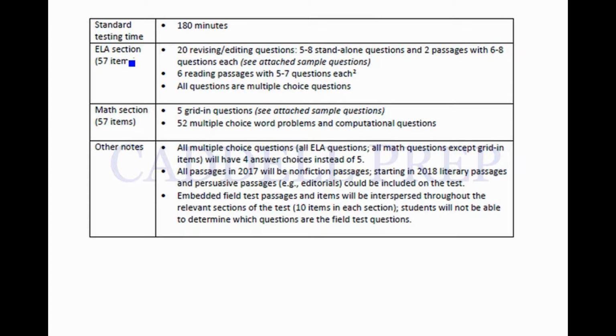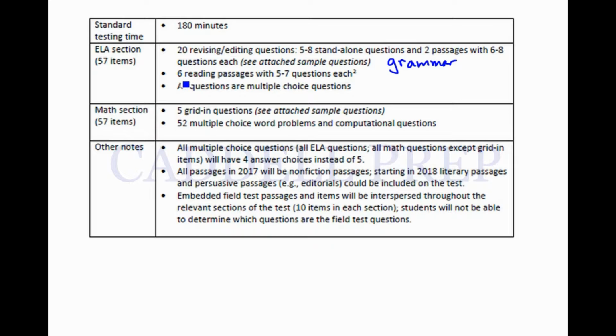In the ELA section, there are going to be 20 revising or editing questions, 5 to 8 standalone questions, and 2 passages with 6 to 8 questions each. So this whole thing has to do with grammar.